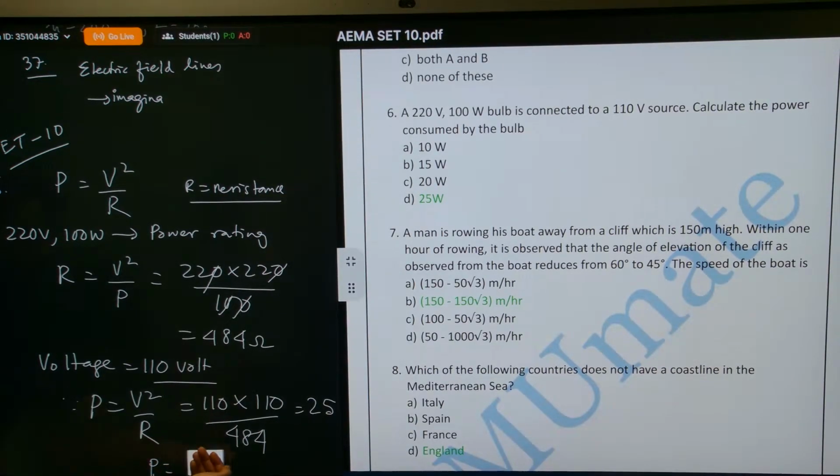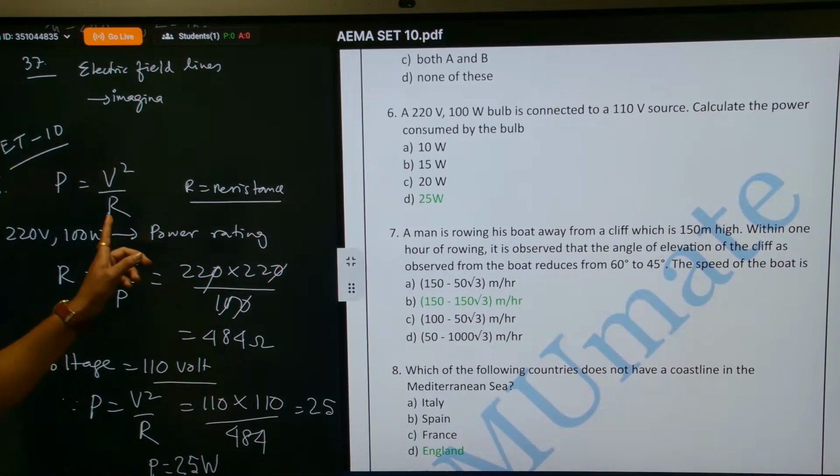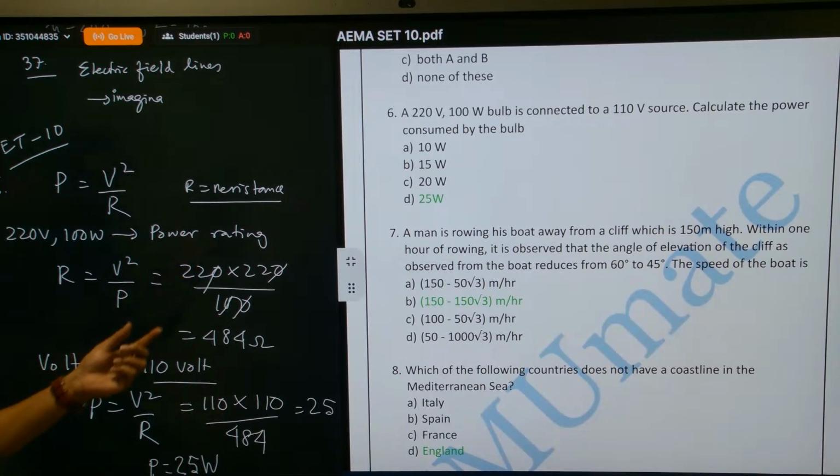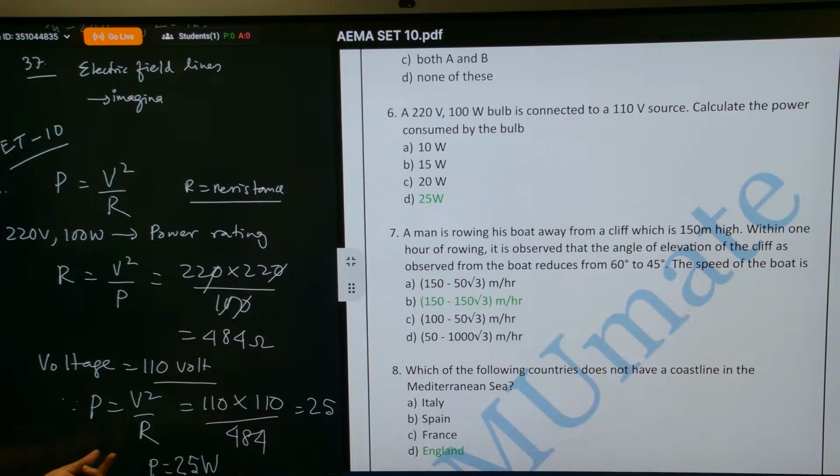What we conclude from here is, first find out the resistance from the given power rating, then use the same formula to find out the new power. Let's say this is P1, this is P2. Resistance remains the same. That is the most important part here.